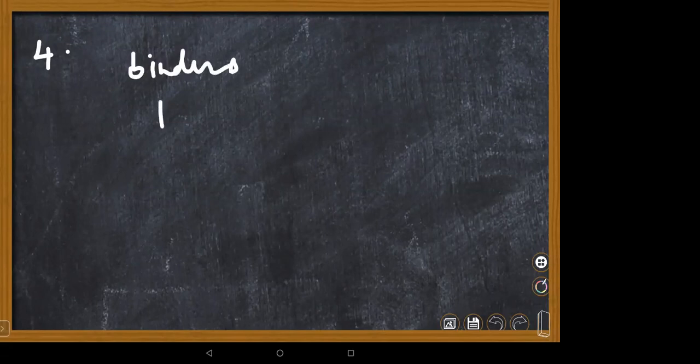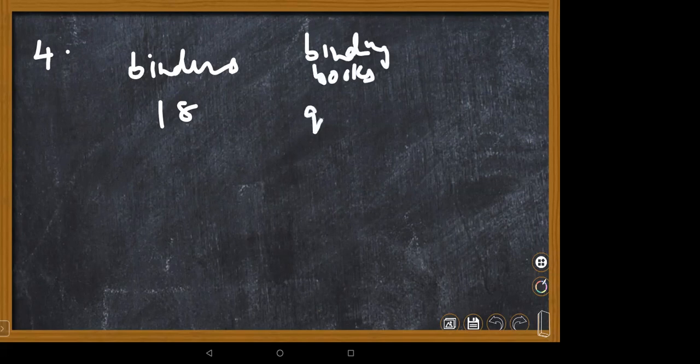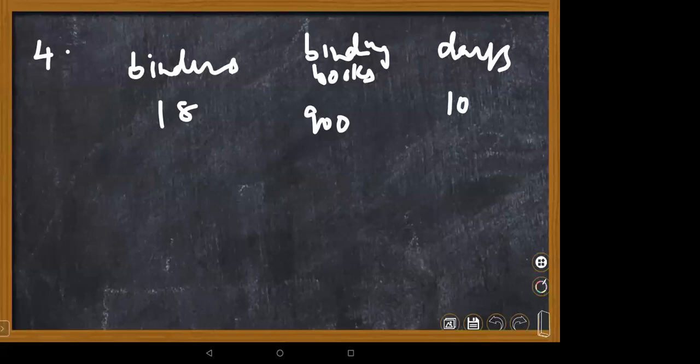18 binders bind 900 books in 10 days. How many binders, children? Here 18 binders. How many books are binding? 900 books are binding in 18 binders. How many days is it taking? It's taking 10 days. Now, how many binders will be required to bind 660 books in 12 days?